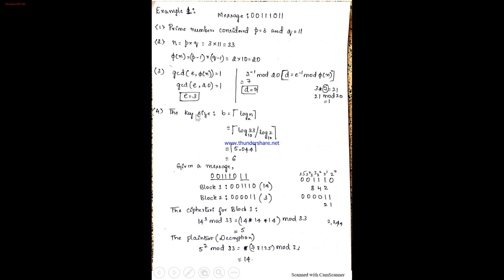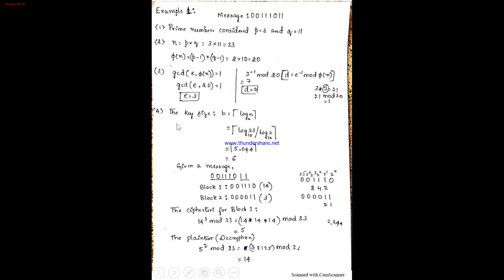So after this I need to compute key size. Key size is n. N value is 33. So log 33 to base 10 divided by log 2 to base 10. This is ceiling and flooring. If you remember in C, while teaching you C, they would have taught you the concept of ceiling and flooring. So I have to round it up to the larger number. That is what it means. So I'll get 5.044. Since I'm asked to make it a larger number, if you get anything from 0.1 onwards, we'll round it off to 6.